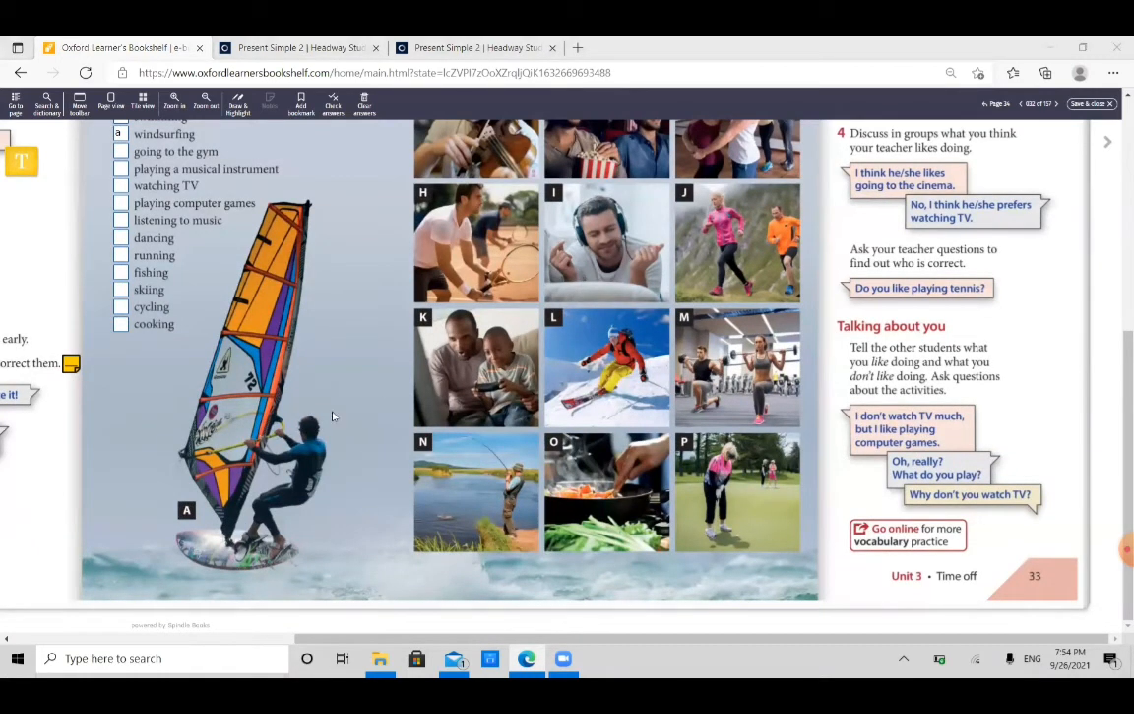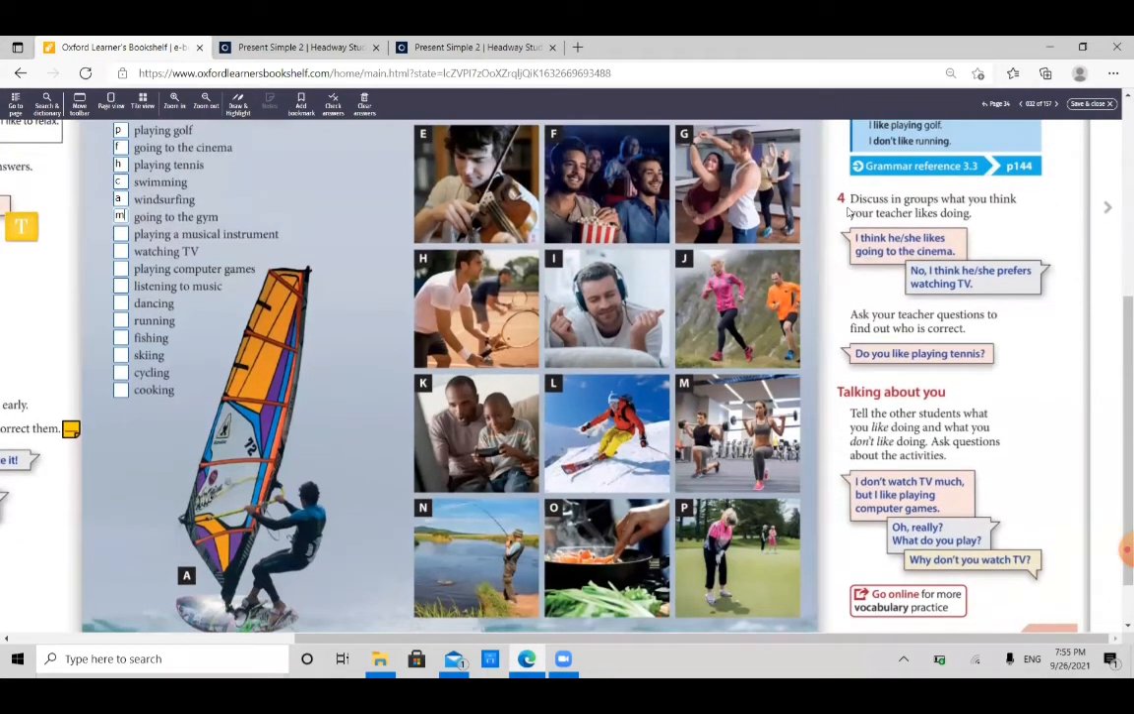Okay. Shahid. Going to the gym, M. So going to the gym, M. Jarallah. E. Read it, please. Playing a musical instrument. Thank you. Welcome.